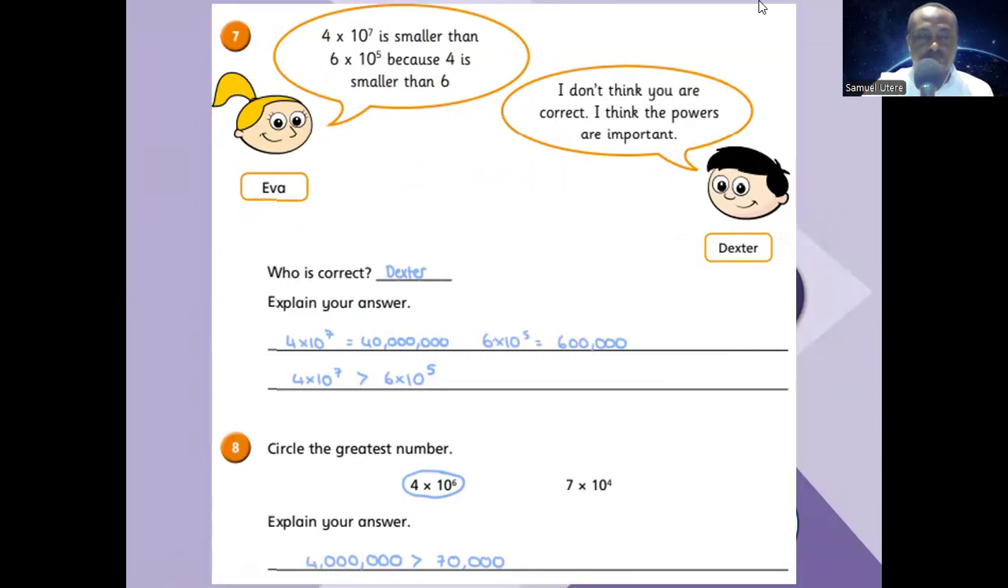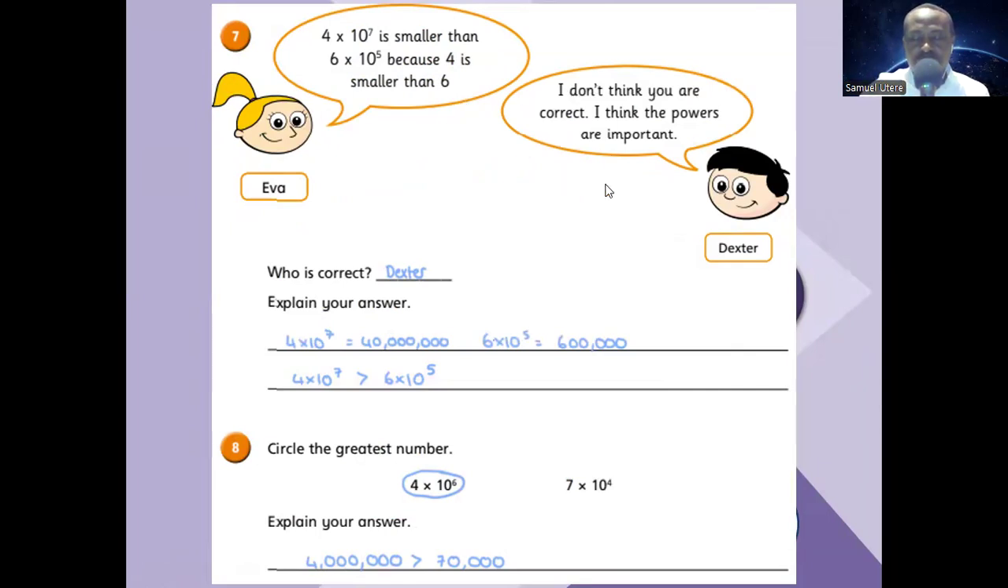Here, Rosie says, Eva. I always call her Rosie. Okay. So the other one with the different hair color is, I think it's Rosie. Okay. So here it says 4 times 10 to the power of 7 is smaller than 6 times 10 to the power of 5 because 4 is smaller than 6. Is she right?